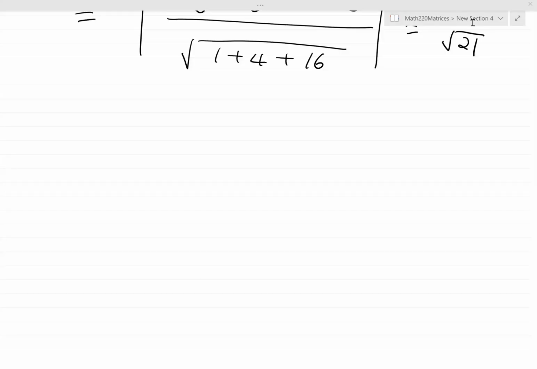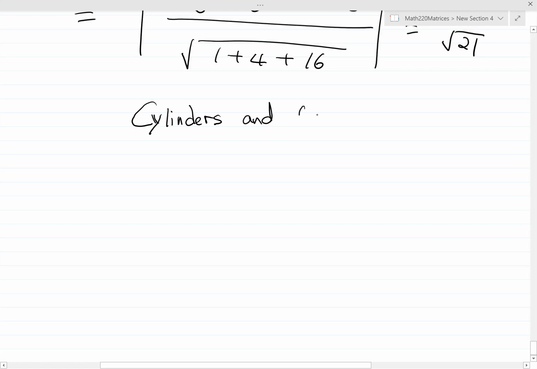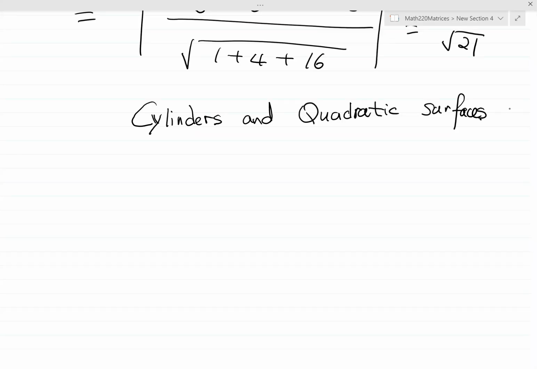Okay, degree 2 curves. Okay, let's do cylinders and quadratic surfaces. Now, the invention of analytic geometry is actually a breakthrough in mathematics.